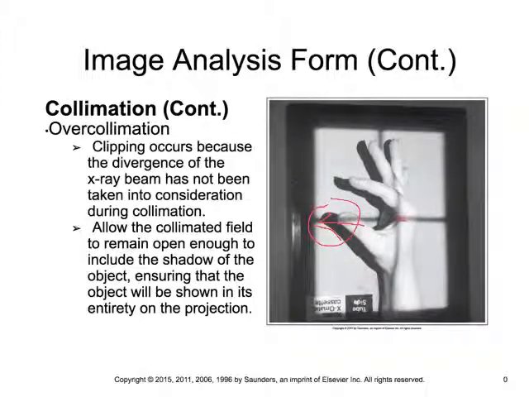So we want to make sure that we allow the collimated field to be open enough so that all of the object is included, even the shadow of the object.